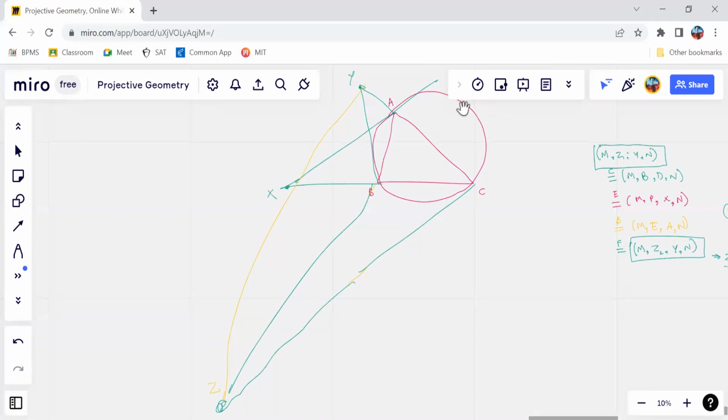And as I've said, you just have to use Pascal on this. In most of these cases, you just have a feeling that you want to use Pascal.